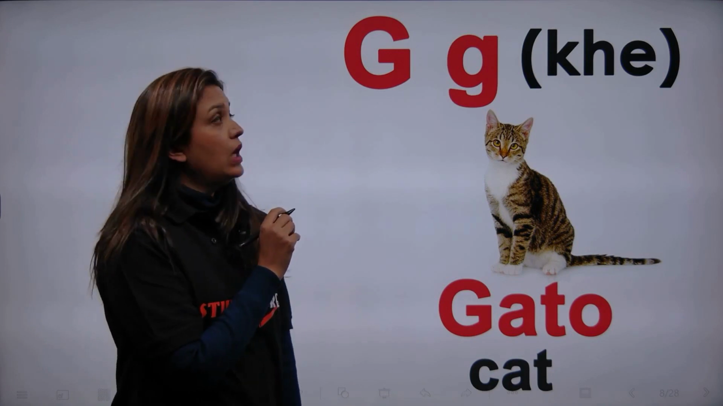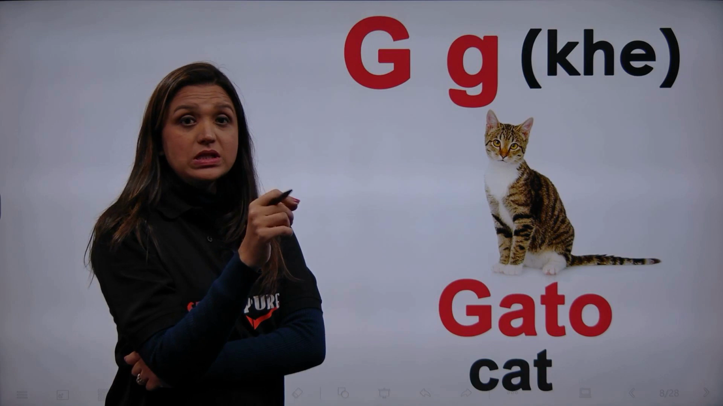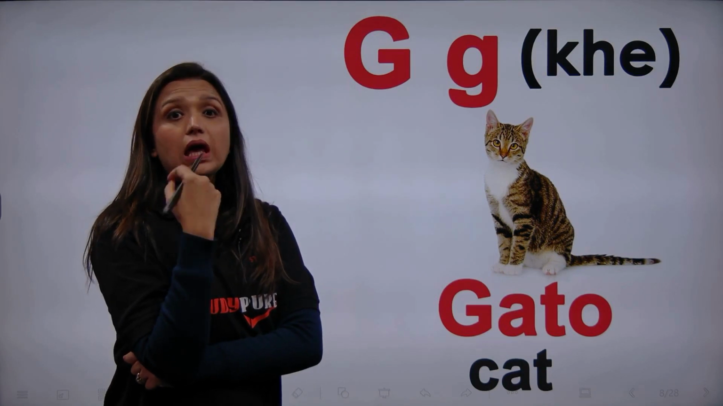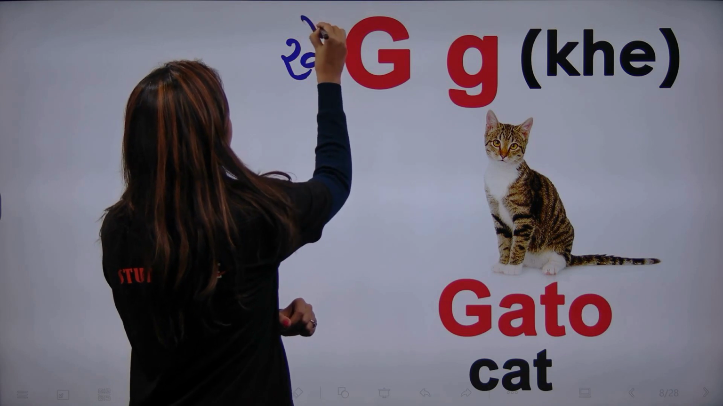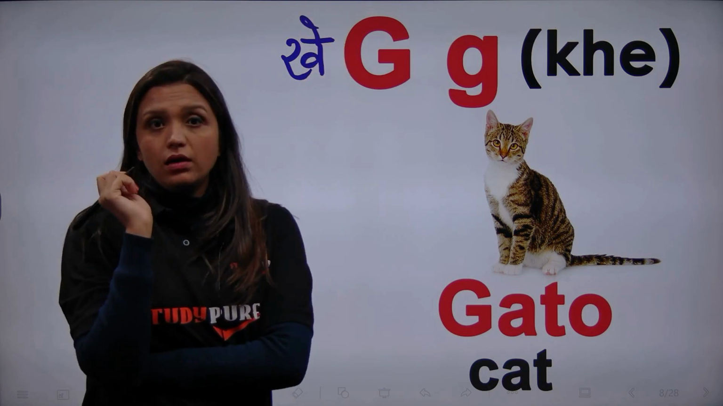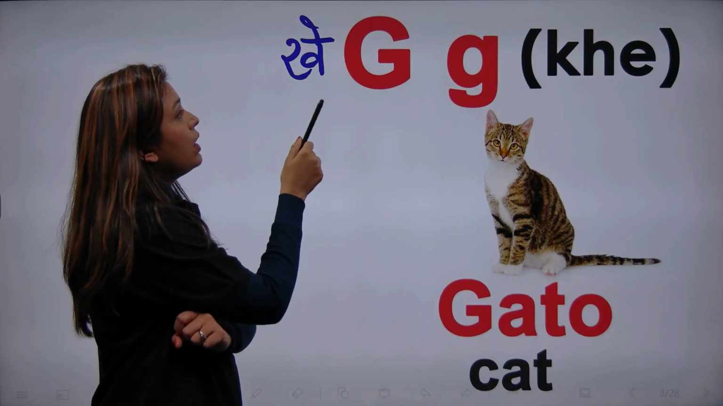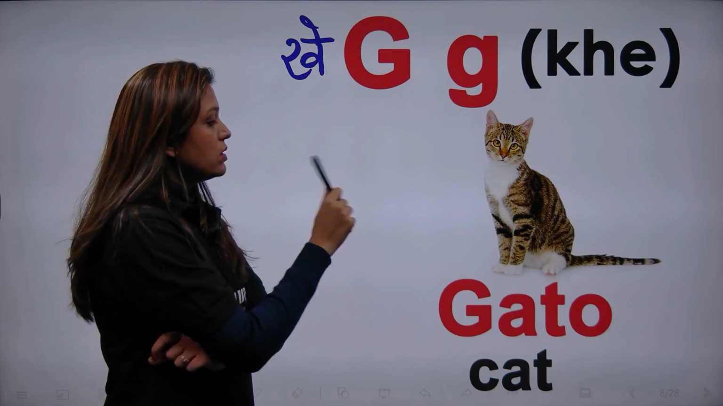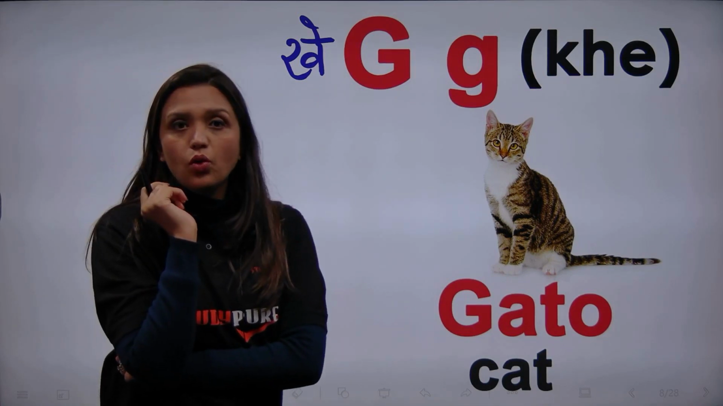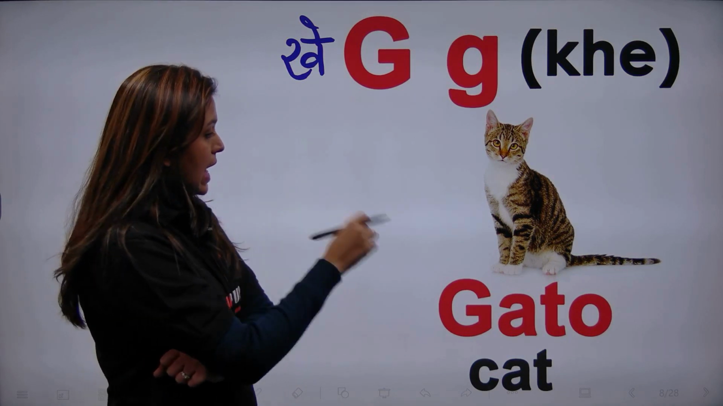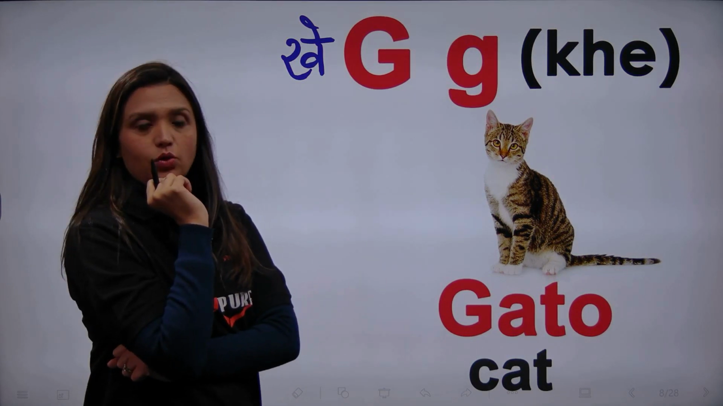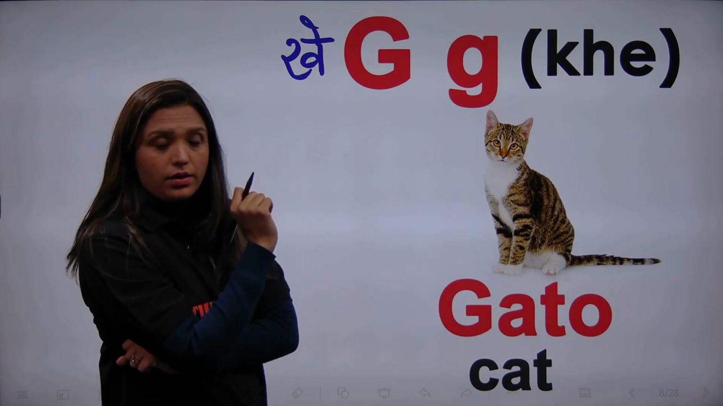We have G. Now, the sound of G in Spanish is ge. That's G. And G is for gato. Gato. That's a cat in Spanish.